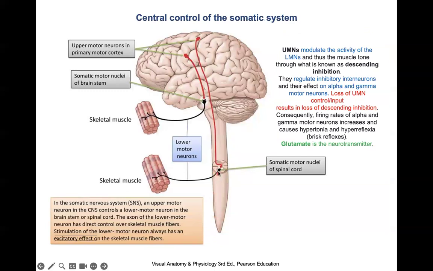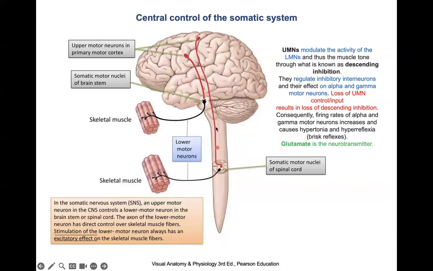Please note that the lower motor neuron is always excitatory, meaning once activated, it can only be excitatory in nature. This is not the case for the upper motor neuron. I'll discuss some details. The upper motor neurons modulate the activity of lower motor neurons and thus muscle tone through what is known as descending inhibition.